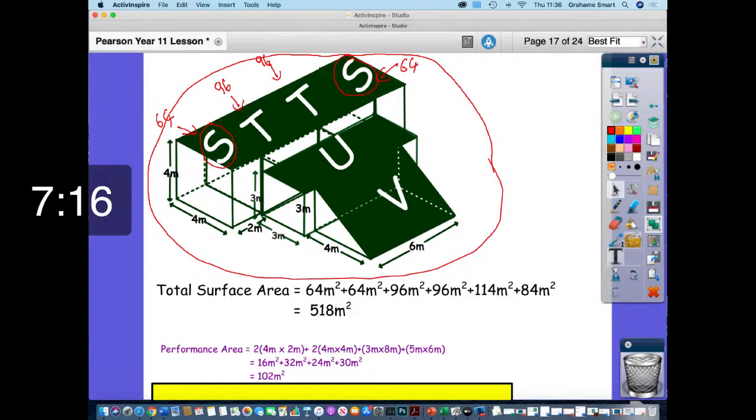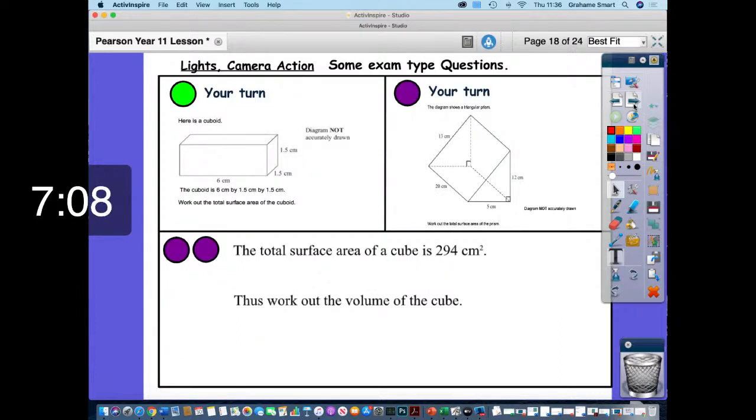All right, now we need to get onto some exam type questions because, as we always do, we link it back to some exam type questions. There's three exam questions here. A green one, here is a cuboid, so quite straightforward. The purple one is a triangular prism. Just to say here though, folks, they have given you the hypotenuse of the triangle. They've also clearly shown you there's a right angle there. So you know that you've got a perpendicular height.